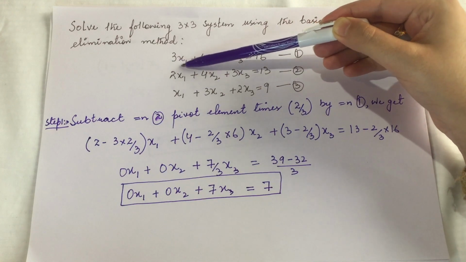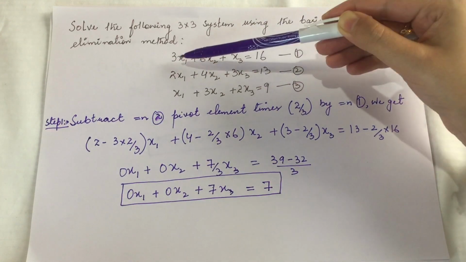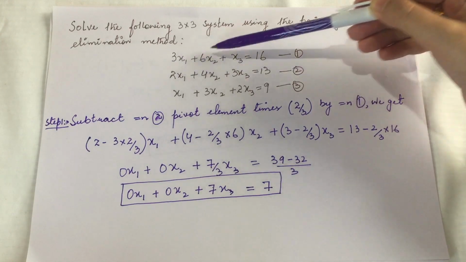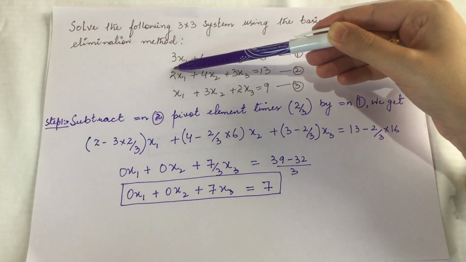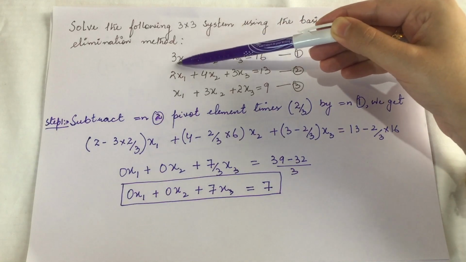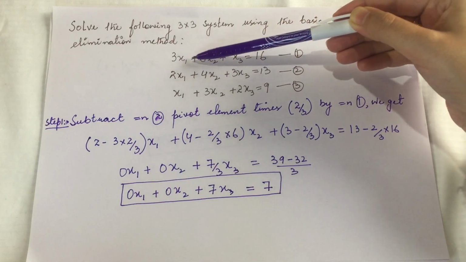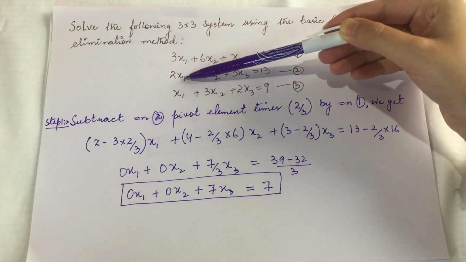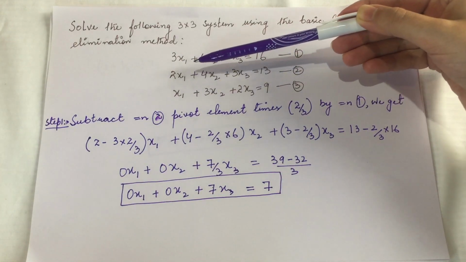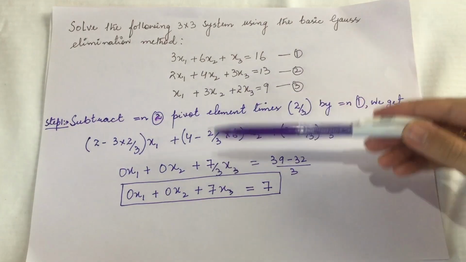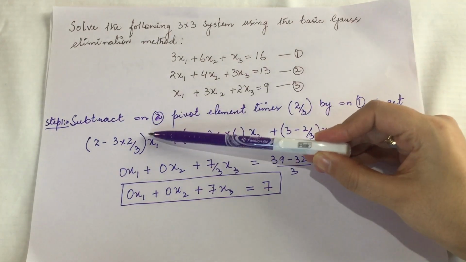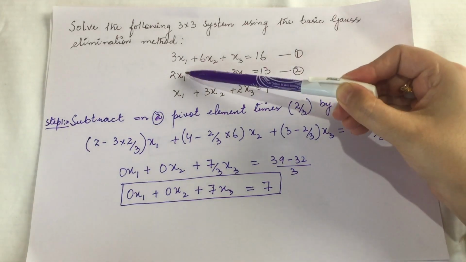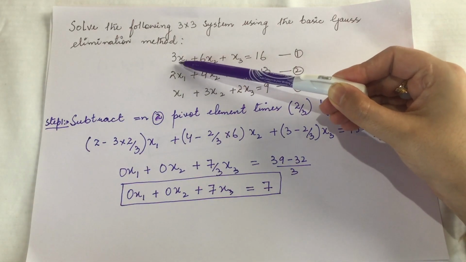That means we will divide this whole equation by 3 and multiply it by 2. The value here will come as 2x1, and when we subtract this from this it will be equivalent to 0. That's what the pivot element means, and that's what I am doing in my first step. I am subtracting from equation 2 this pivot element times equation 1. My pivot element here is becoming 2 by 3.